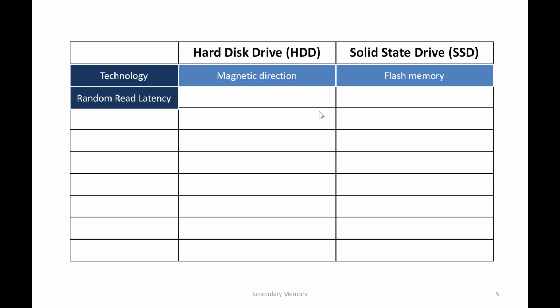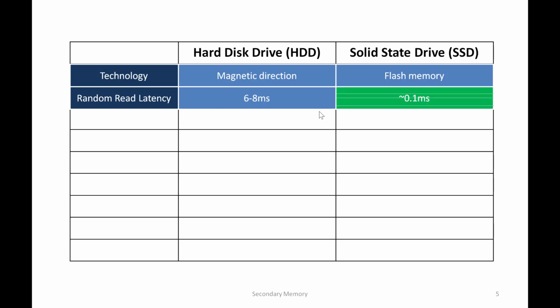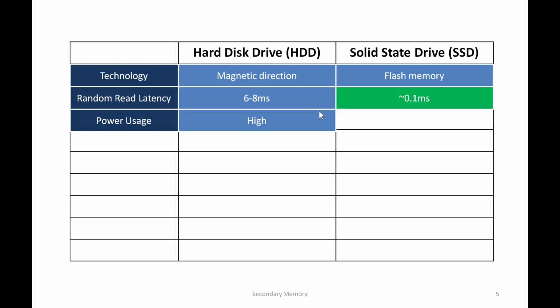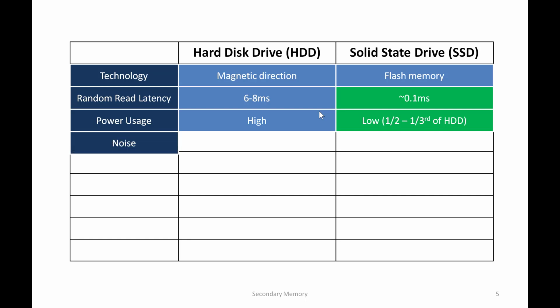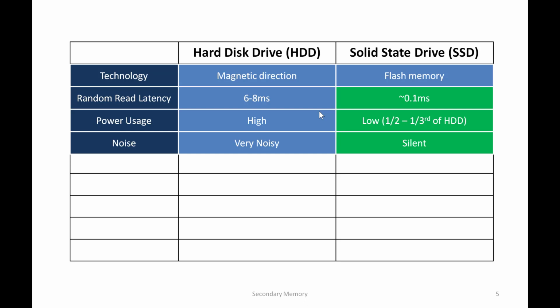If you observe the random read latency to read 1 bit of data, we would typically take 6 to 8 milliseconds for hard disk, but for solid state drive, it's quite fast, just a fraction of millisecond. The power usage, HDD is high and SSD is low, almost 1/3. If we look at the noise part, HDDs are very noisy because of the physical parts moving. SSDs are quite silent.